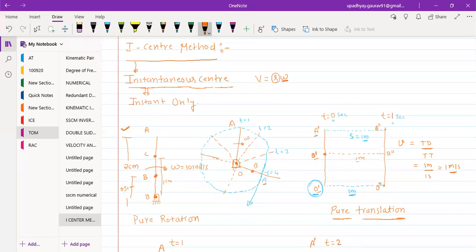Sir, the radius will change from point to point. If B is moving in this small radius, does it have the same linear velocity as A? No, sir. So both have different linear velocities, yes or not? Yes, sir. But in the case of pure translation, all points on the given link have the same linear velocity.